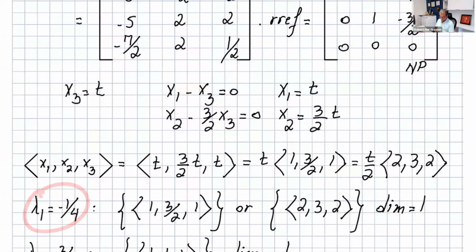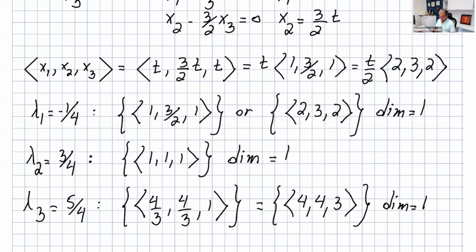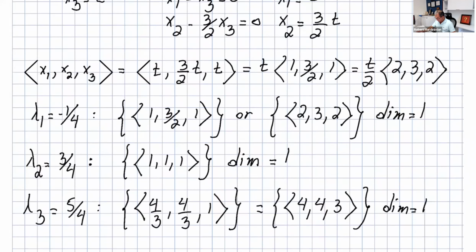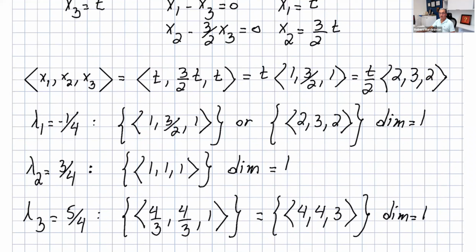So for lambda 1, which is -1/4, the eigenspace is the span of this vector or that one. It's the same thing, these are just integers, and the dimension is 1. If you can, please do the other ones yourself. For lambda equals 3/4, you should get 1, 1, 1, and the dimension is 1. And for 5/4, you're going to get 4/3, 4/3, and 1, or 4, 4, 3, and the dimension of this one is 1 also. Please try to redo this on your own after watching it.